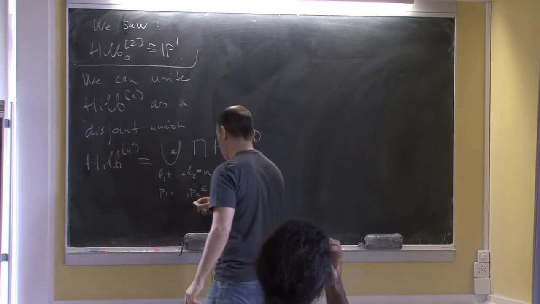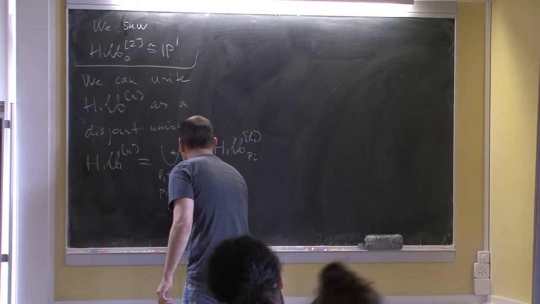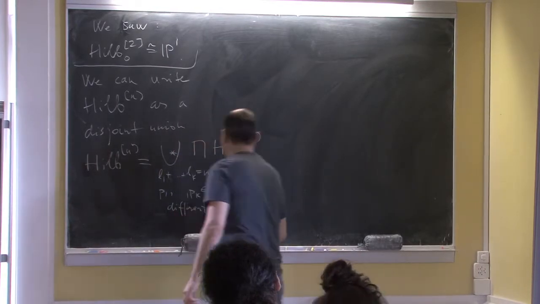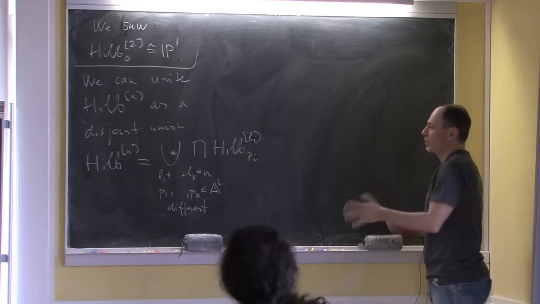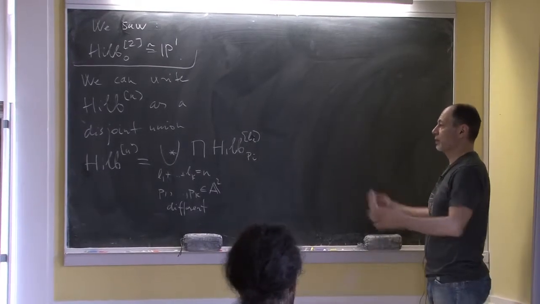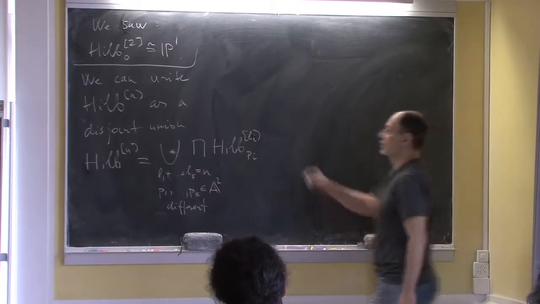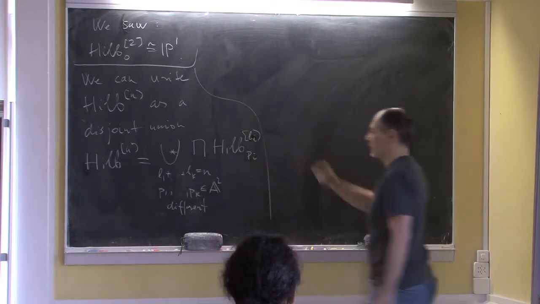Sorry, these have to be different. I didn't say. These are different points. You choose n different points, and then it's, of course, the stratum of n different points in the plane. And so this is what we started with. So this is the sort of compactification we have.